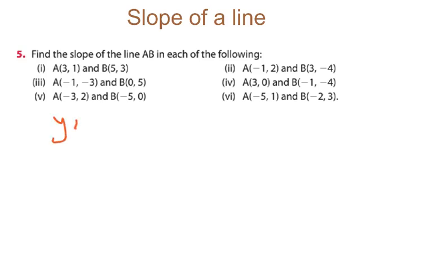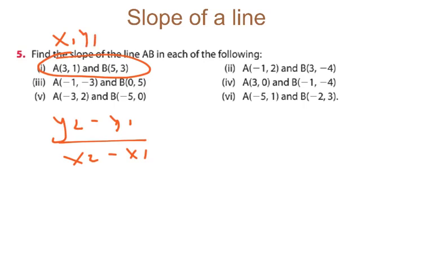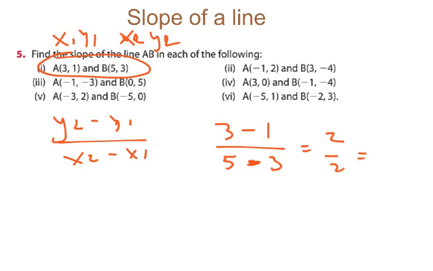So the equation is y2 minus y1 divided by x2 minus x1. And if I pick, say, this first question, I can let 3,1 be x1, y1, and the point 5,3 be x2, y2. So I just plug those into my equation. So if I'm looking at part 1, y2 minus y1 is going to give me 3 minus 1 divided by x2 minus x1, which is 5 minus 3. And that's going to give me 2 over 2, which is equal to 1. So that slope is 1.